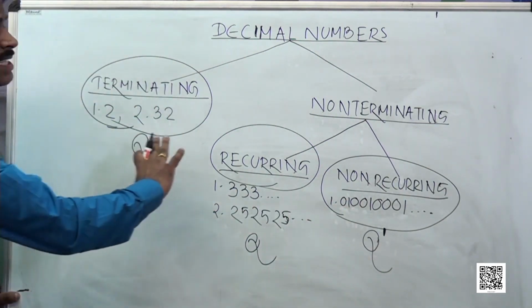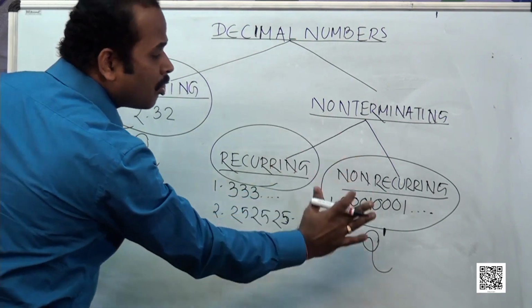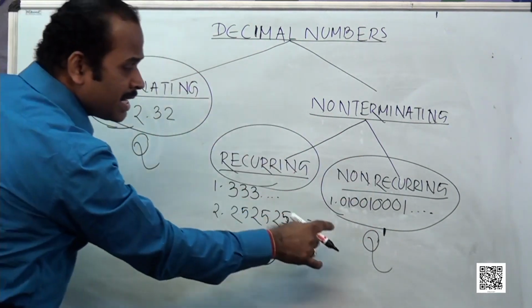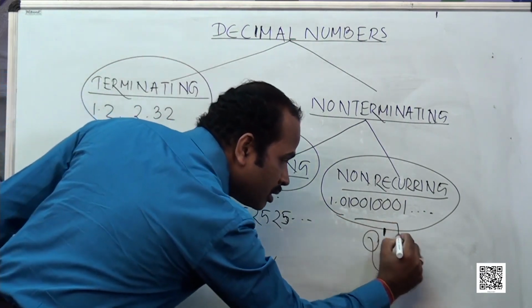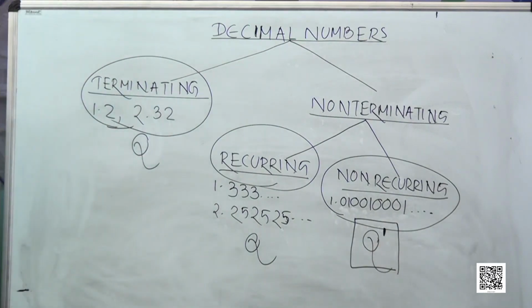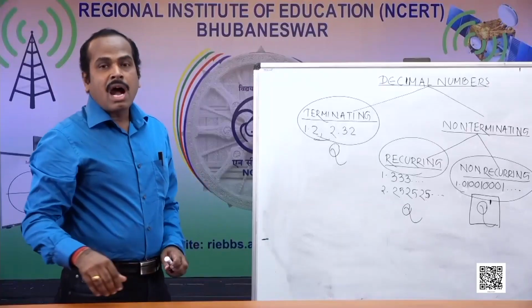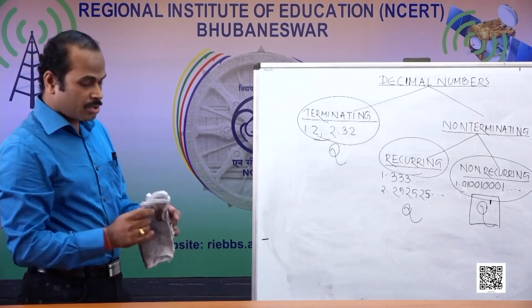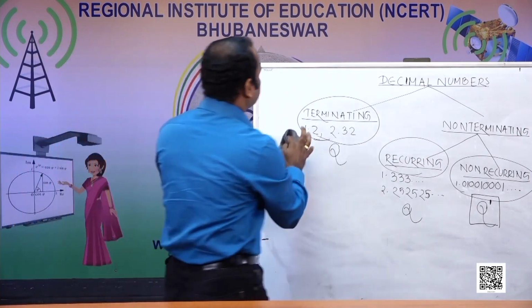The set of all rational numbers is represented as Q, and the set of all real numbers which are not rational is represented as Q dash. So Q dash is the set of all decimals other than Q. Let us see how these non-terminating, non-recurring decimal numbers exist. Okay, let me rub it.